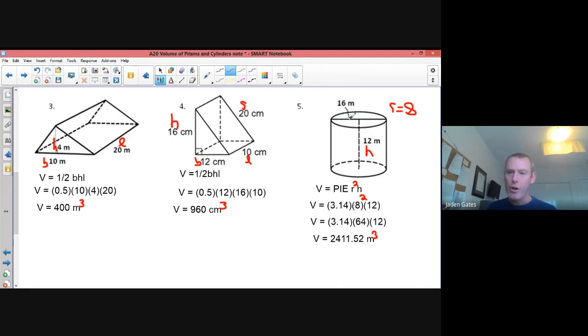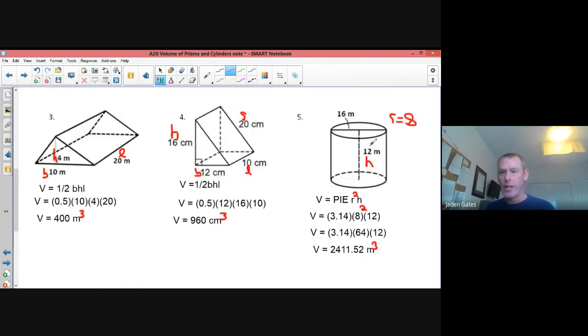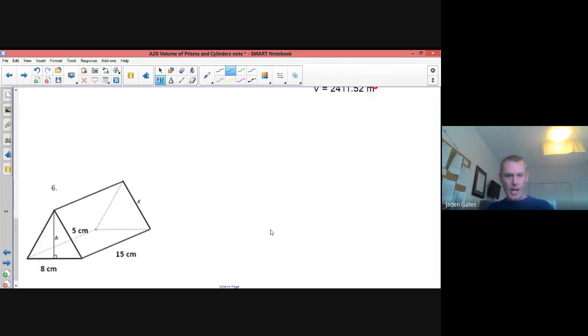So again, you got to watch out here. Sometimes you get the diameter when really all you need is a radius. And again, we've got to follow Bedmas. All right, next up.